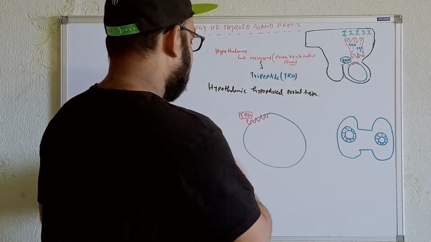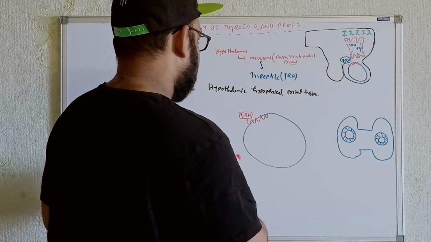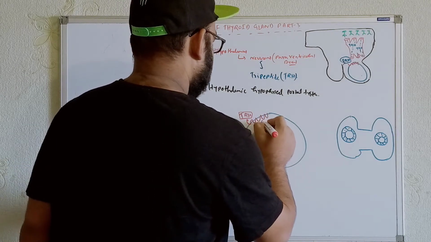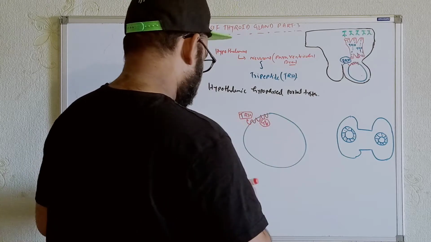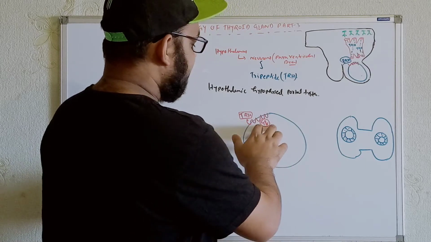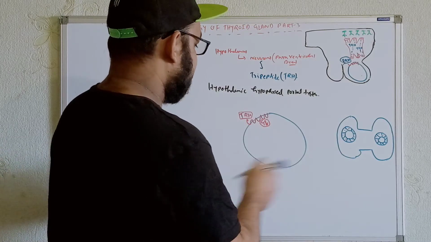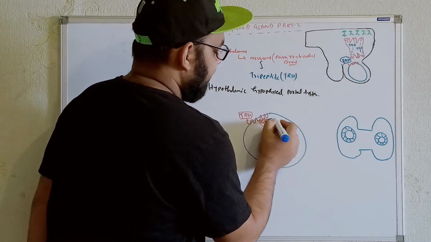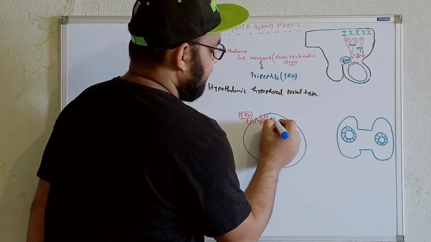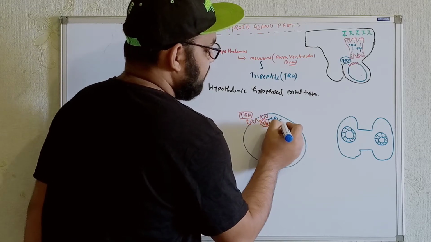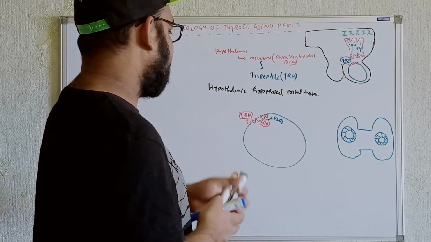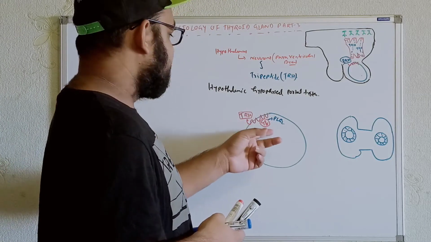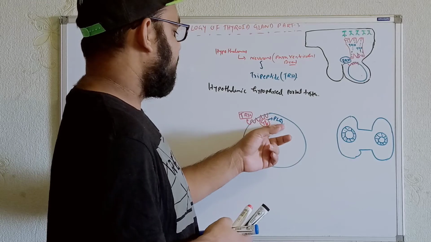As we know, what kind of receptor is this? This is a GQ. Whenever this GQ is active, it will activate another enzyme that is known as phospholipase C2. So whenever the GQ receptors are activated by the TRH, this GQ will activate another enzyme known as phospholipase C2.